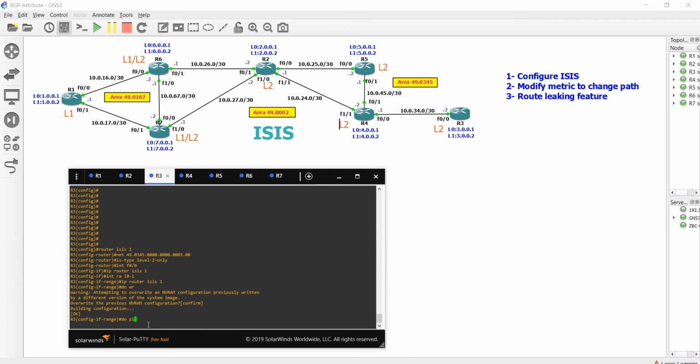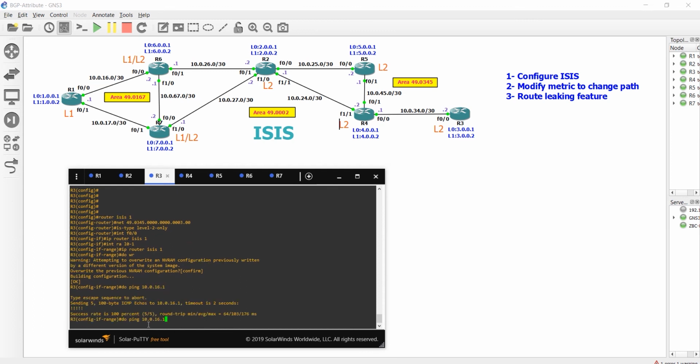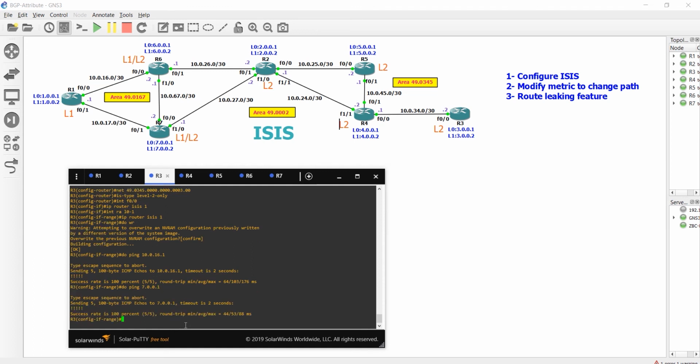L2 can also ping, for example. I should write ping 10.0.16.1. Yeah. And another one, for example, L1, L2. We should write here for the loopback, for example. Yeah, can ping. All of them can ping each other.